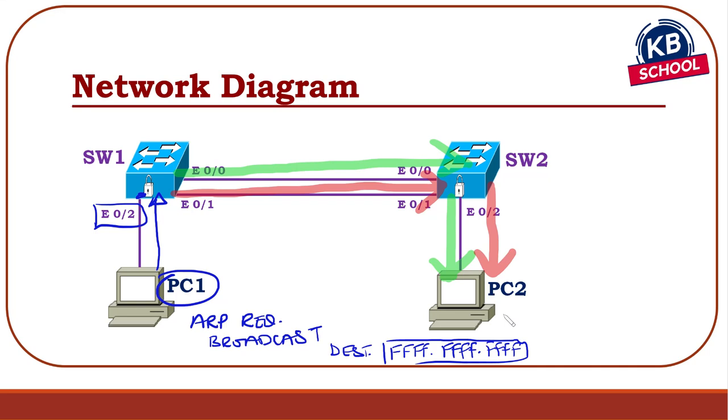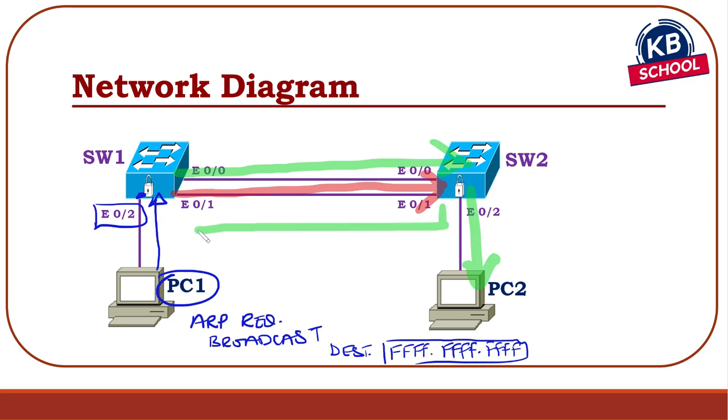That's the first issue. The other issue is when the broadcast was received. I'm going to focus on one of the broadcasts for right now. Let's start with the green. When the broadcast was received on switch 2, it would not send it back on E00. It would send it to this guy, but it would also send it to all the other ports, including E01.